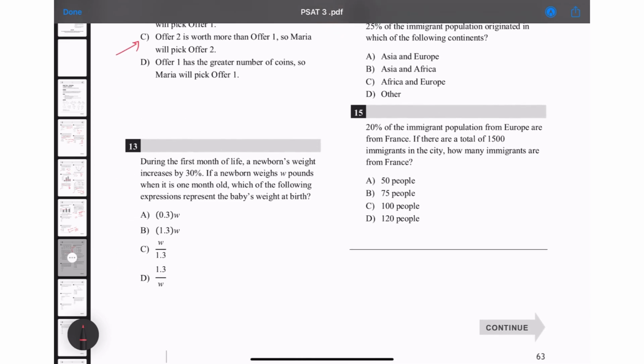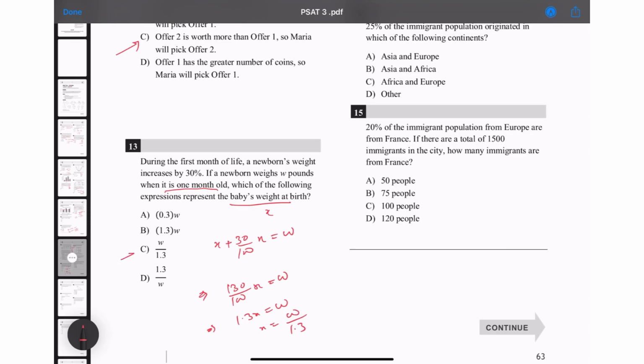Question number 13. During the first month of life, a newborn gains 30% of its weight. If a newborn weighs W pounds when it is 1 month old, let the baby's weight at birth be X. Then X plus 30% of X is equal to W. We need to find the baby's weight at birth, that is X. So this is 130 over 100 X, which is W. That is, 1.3X equals W. So X will be W over 1.3.